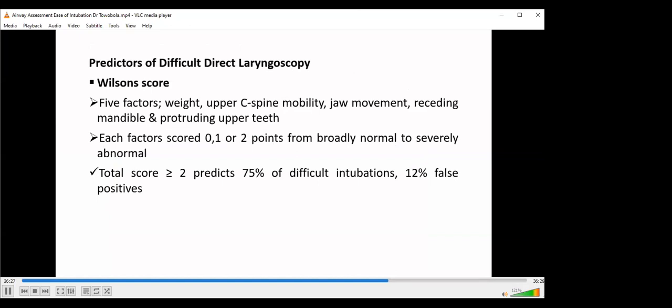The Wilson score consists of 5 factors: the patient's weight, upper C-spine mobility, jaw movement, a receding mandible, and protruding upper teeth. Each factor is scored 0, 1, or 2, from broadly normal to severely abnormal. A total score of greater than 2 predicts about 75% of difficult intubations and has 12% of false positives.